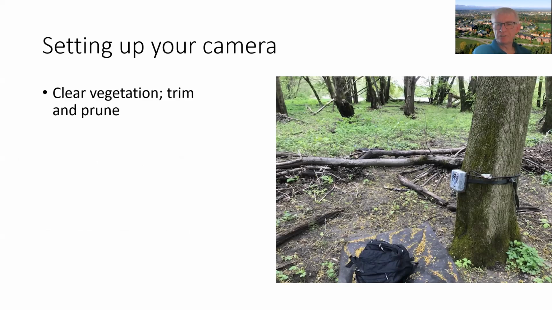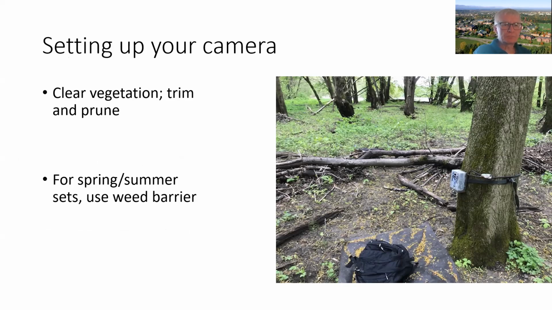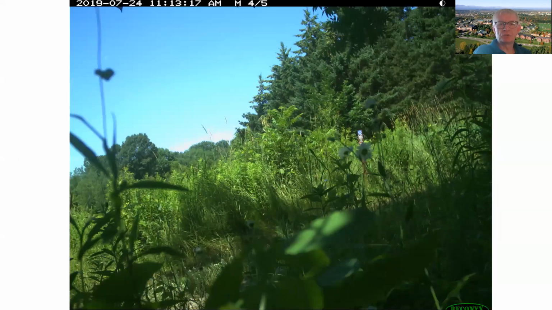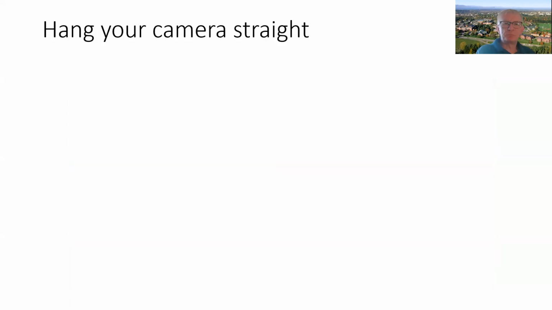So what else? Vegetation. Clear your vegetation, do some trimming, do some pruning, whatever it takes to get that vegetation out of your way. It will grow back if you prune it. Weed barrier is good. This is what you're trying to avoid. Picture after picture like that.